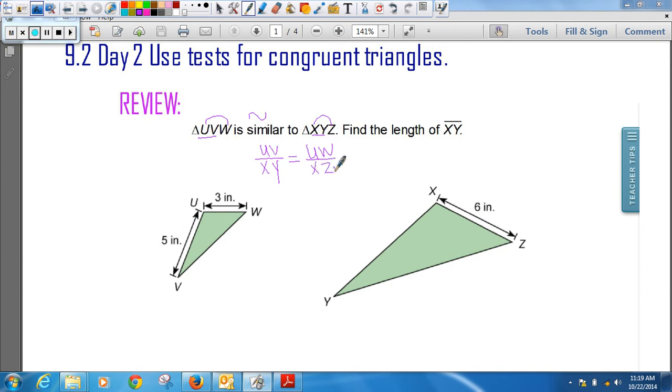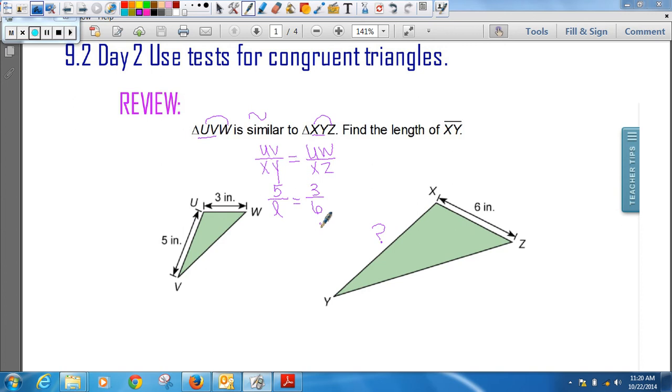Once I set up my ratio, I fill in any numbers that I know. So I know UV from the picture is 5. XY, I do not know, that's what I'm trying to find. So I'm going to leave that as a variable, and I'm going to use L for length. You could use any variable you like. UW is given to me as 3 inches, and over here XZ is given to me as 6 inches.